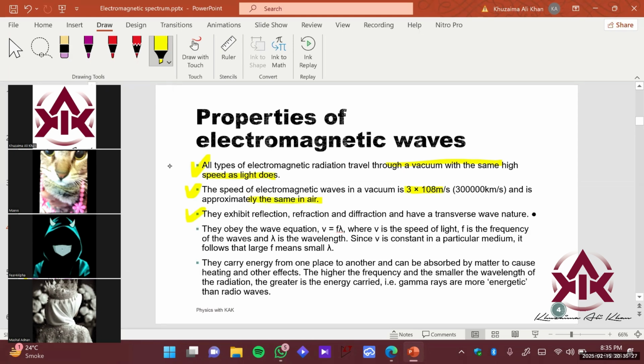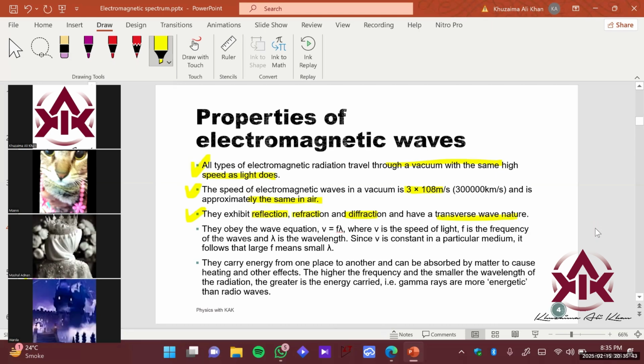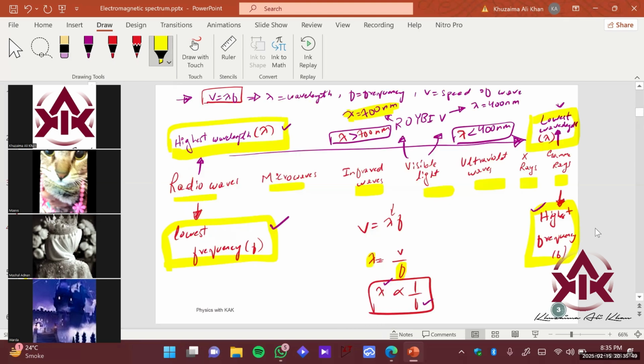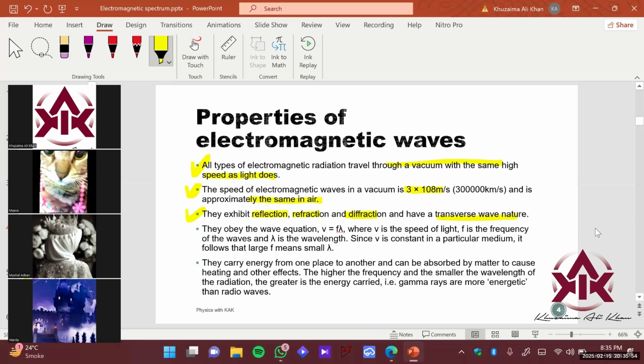And what are the properties of waves that they can exhibit? They can undergo reflection, refraction, diffraction, and they are all called transverse waves, right? Which we have learned in the last slide. So they are all transverse waves, and since they are transverse waves, we have the properties which we learned in the last chapter also. Like reflection, refraction, diffraction. So all of the properties are true for all of these waves which we have just listed over here, right?